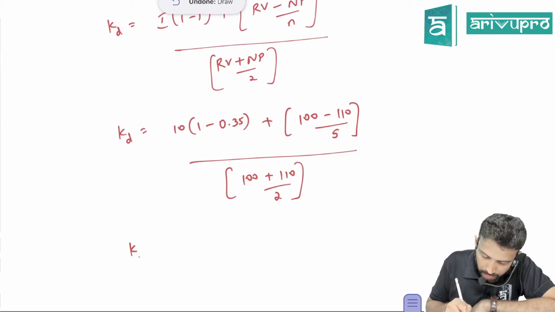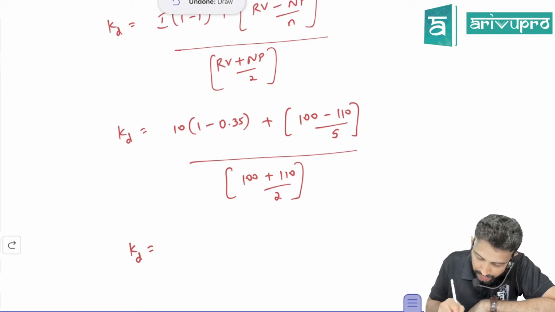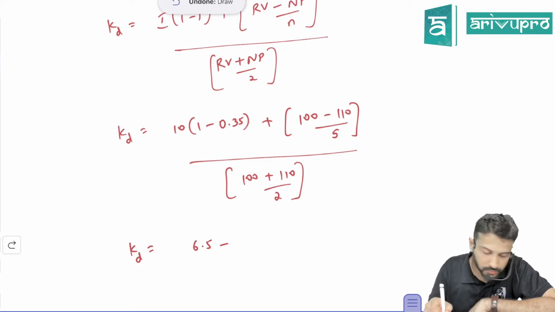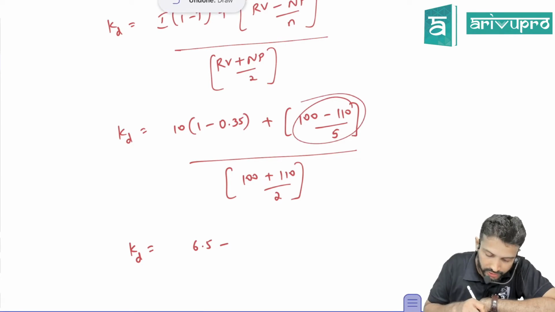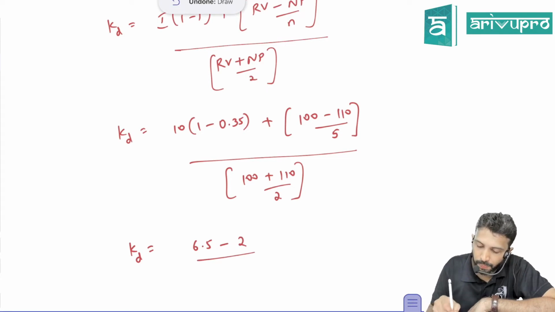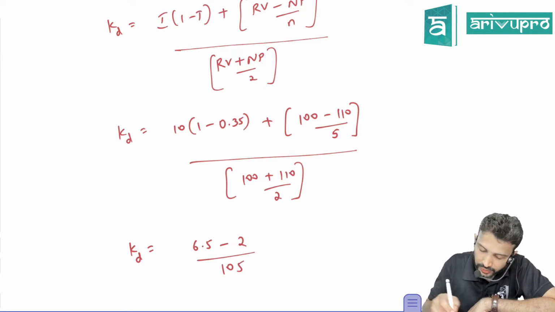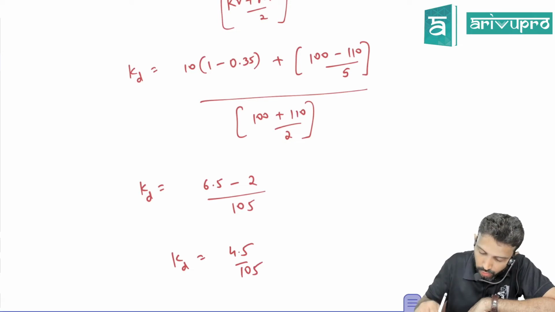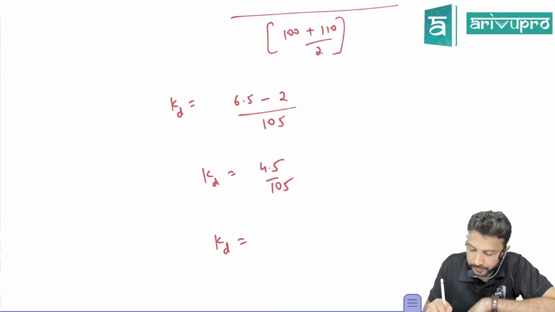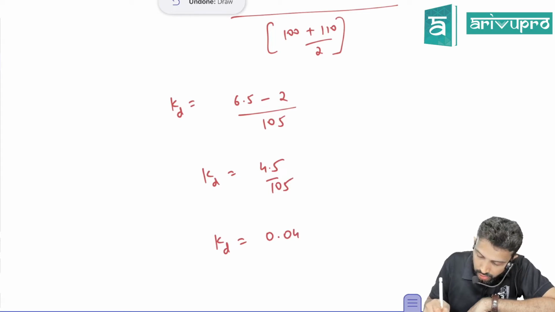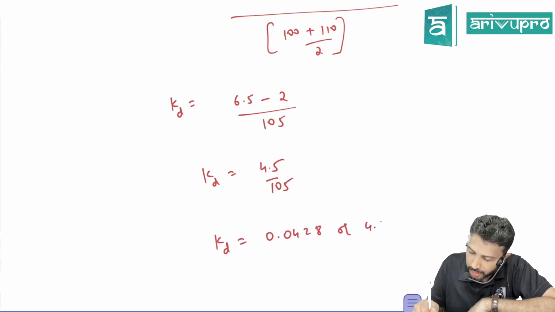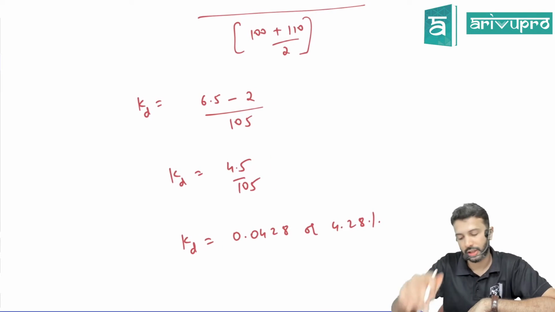Calculate the numbers one by one. First one is 6.5. Next, this is minus 2 divided by 105. KD is what? 4.5 divided by 105. How much is the cost of debt? Now give me in decimals. You will get 0.0428. Express it in percentage, it will be 4.28 percent. That's it.